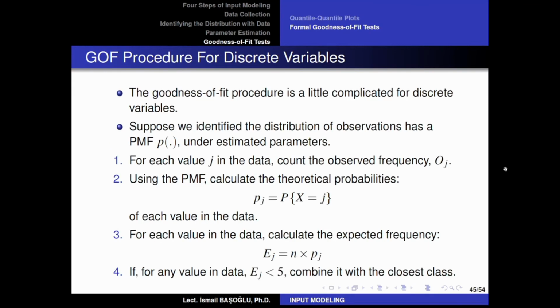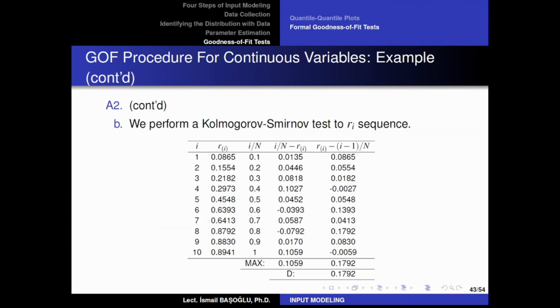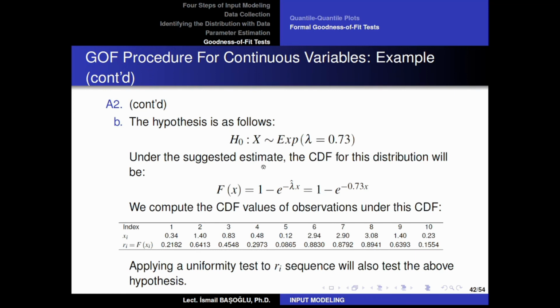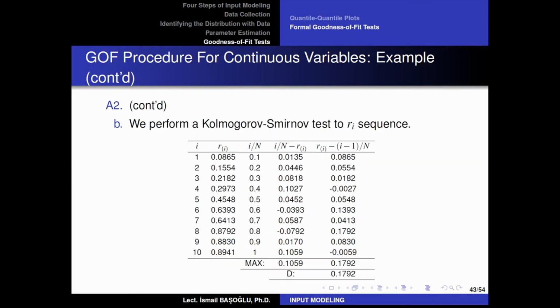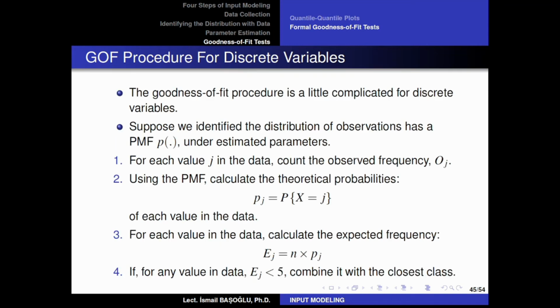How can we apply the goodness of fit procedures to discrete observations? The approach we used to test the hypothesis for a continuous distribution cannot be applied for a discrete distribution. Why? Because the cumulative distribution function for discrete random variables is stair-shaped, and it is not a one-to-one function, unfortunately. So we should directly apply a goodness of fit test for the discrete observations. I mean, we cannot use this approach for discrete observations.